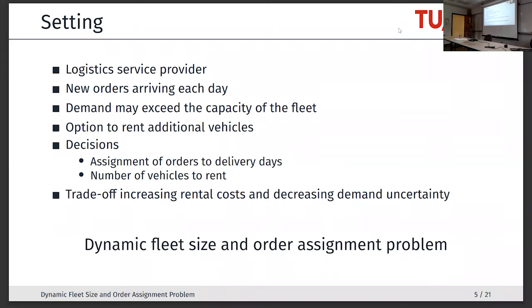So when deciding on the assignment of orders to days, as well as the number of vehicles to rent, one has to trade off the increasing rental costs and decreasing demand uncertainty. And we refer to the resulting problem as the dynamic fleet size and order assignment problem.